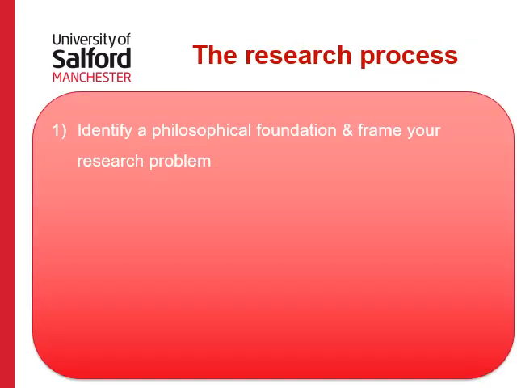When we're talking about research, it's useful to think about the stages that we go through when we carry out a research project. This will help you to understand the process people have been through when you read scientific research papers. The first step is to identify a philosophical foundation and to frame your research problem. By a philosophical foundation, that normally refers to the idea of either a quantitative or a qualitative approach to research.